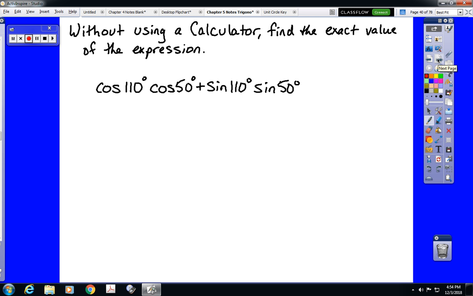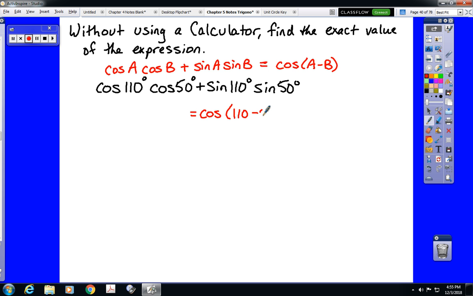Let's do another one of those. Okay, here we have the cosine of an angle. Let's call 110 our A, times the cosine of a second angle, plus the sine of our first angle, times the sine of our second angle. That is our difference identity. So that should be written as the cosine of 110 minus 50. 110 minus 50 is 60 degrees. That is on our unit circle. It is root 3 over 2.